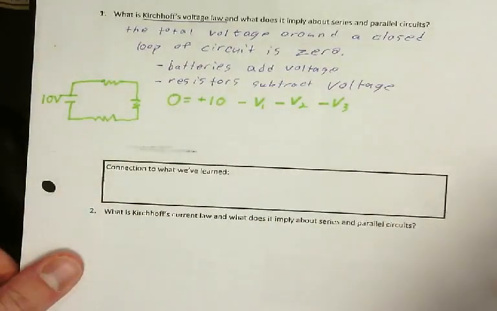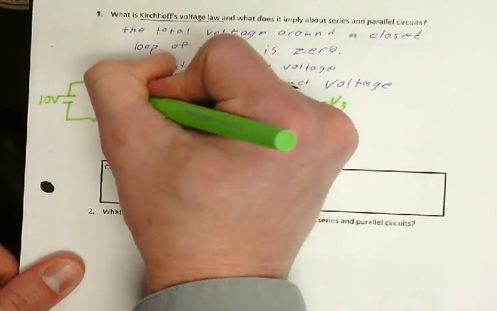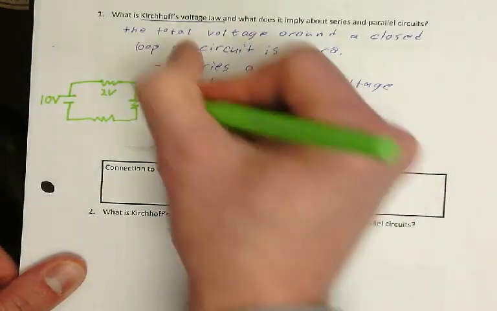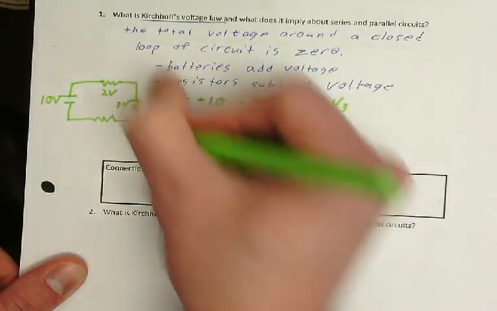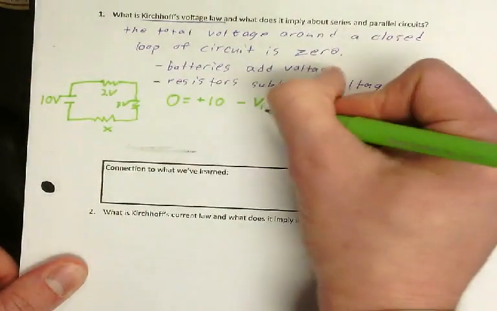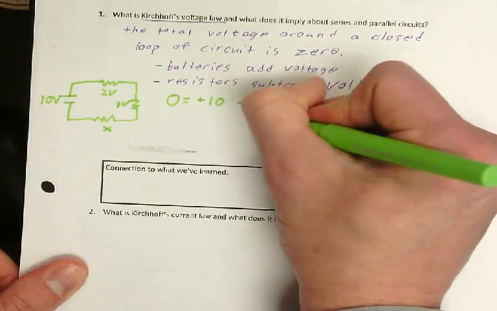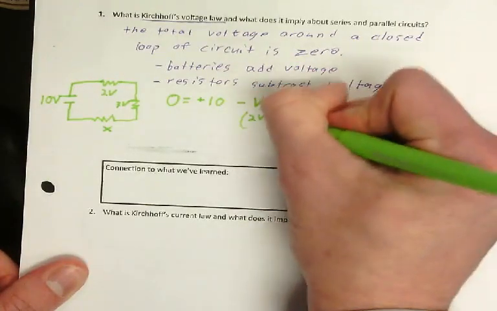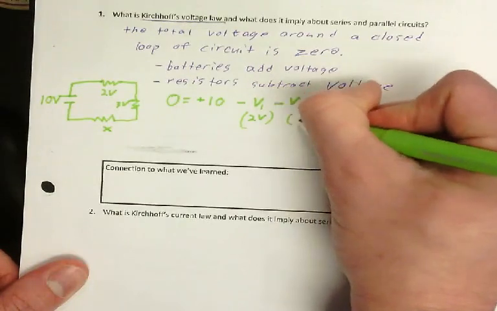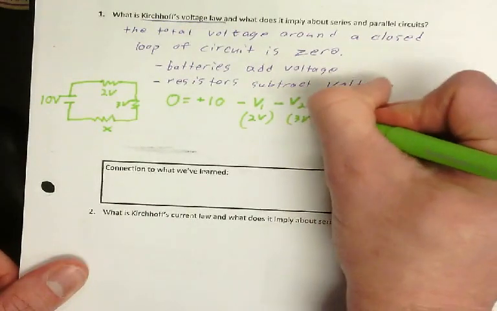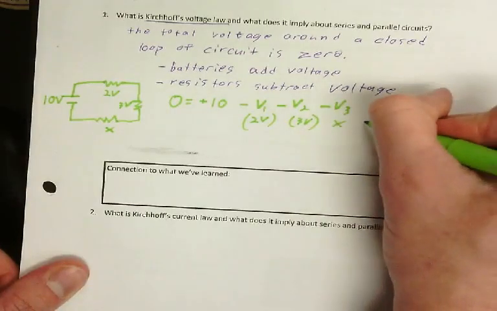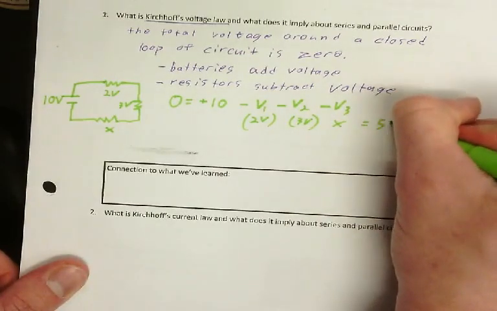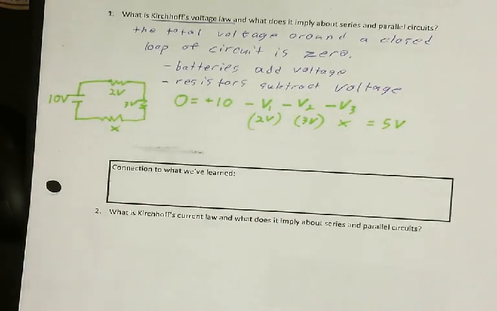So the voltage for 1, let's just say, is 2 volts. And the voltage for 2, let's just say, is 3 volts. So what would the voltage for 3 have to be? So it would be minus 2 volts minus 3 volts, which means how many have to be left over? Yeah, 5. That's all this is saying.